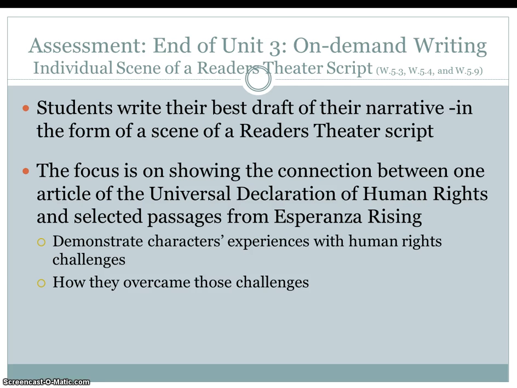The end of Unit 3 is an on-demand assessment: an individual scene of a Reader's Theater script. Students will write their best draft of their narrative in the form of a scene of a Reader's Theater script. The focus is on showing the connection between one article of the Universal Declaration of Human Rights and selected passages from Esperanza Rising. Students will demonstrate characters' experiences with human rights challenges and how they overcame those challenges.